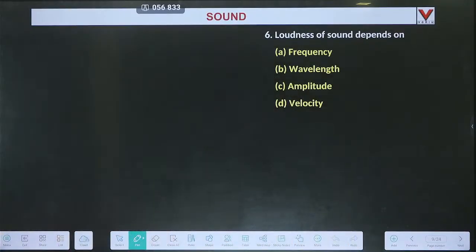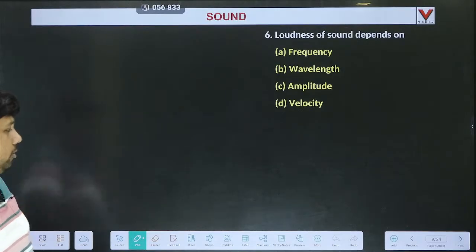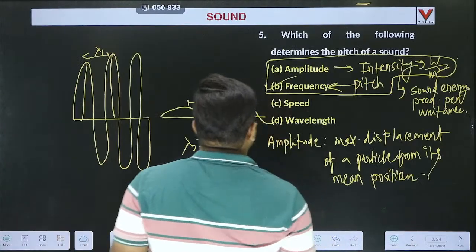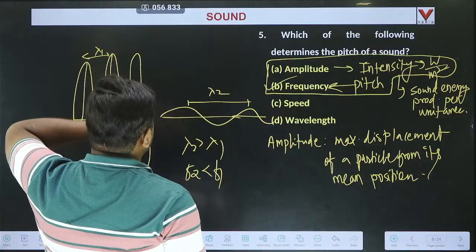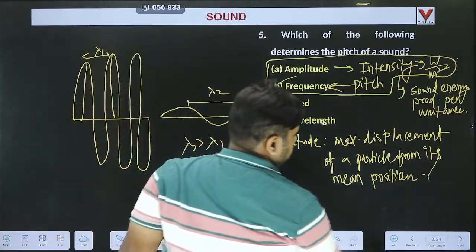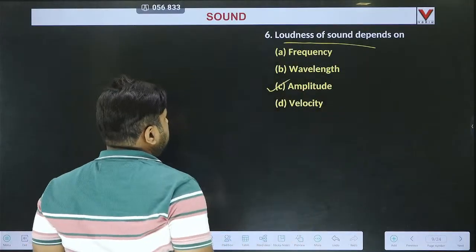So loudness of a sound will depend on which option? Look. Loudness of a sound will depend on the amplitude of the sound. As you see, the more the amplitude, the higher the frequency, so pitch is also high. So loudness will also be high. So loudness of a sound depends on the amplitude of the sound.